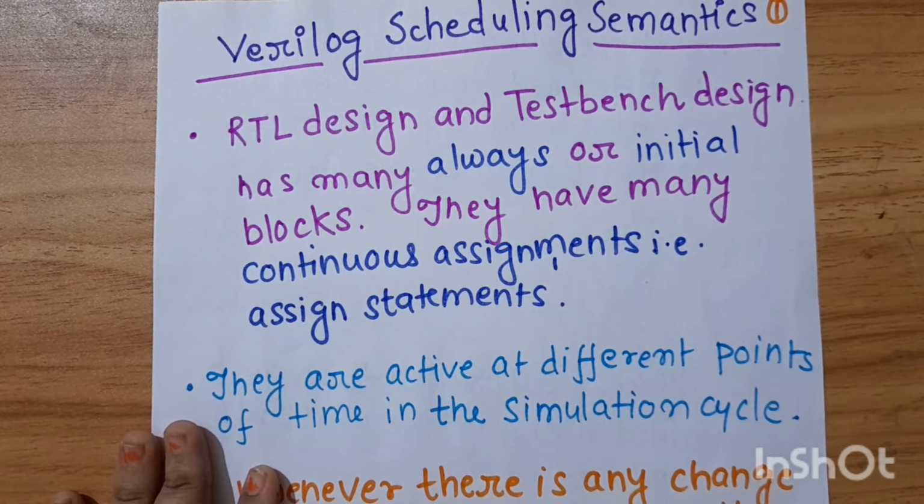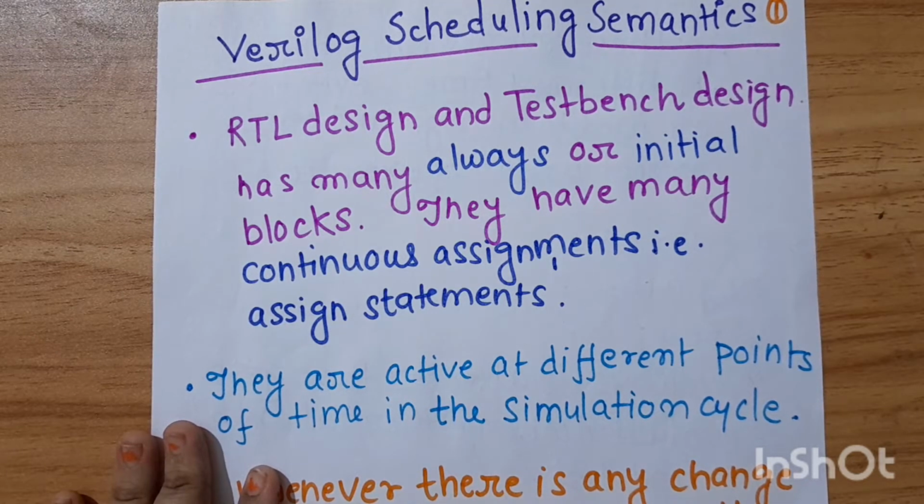Today I am going to talk about Verilog scheduling semantics. It is a very important topic of Verilog. Now the RTL design and the test bench design have many always or initial blocks. They have many continuous assignments also, that is the assign statements. So we write the RTL code and the test bench code in Verilog, module end module, module TB end module. We introduce the always block there, we introduce the initial blocks there, we introduce the continuous assignment statement there.